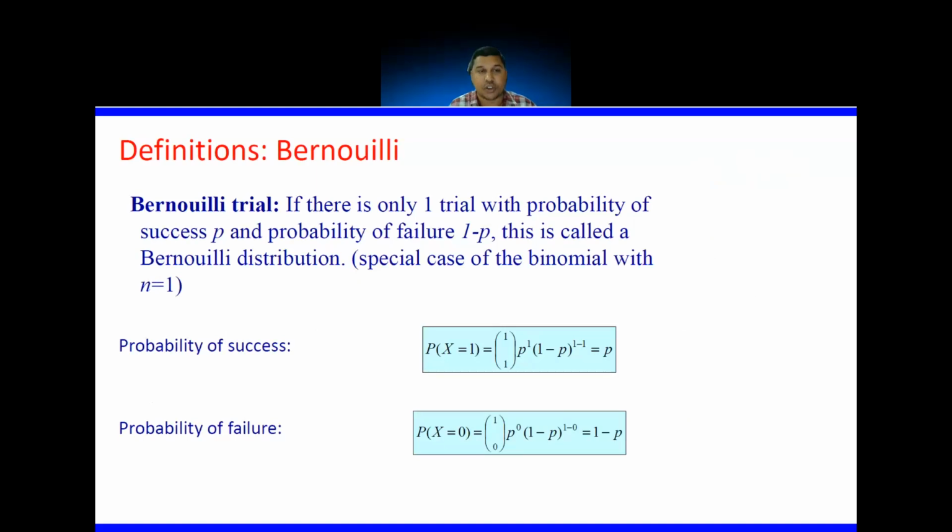It's a special case of binomial. In binomial, we have a fixed number of trials. Trials means experiment, trying it multiple times. If that particular trials is only one, then we say it is a Bernoulli distribution. So we represent it like this. Probability of success is P and probability of failure is 1 minus P.